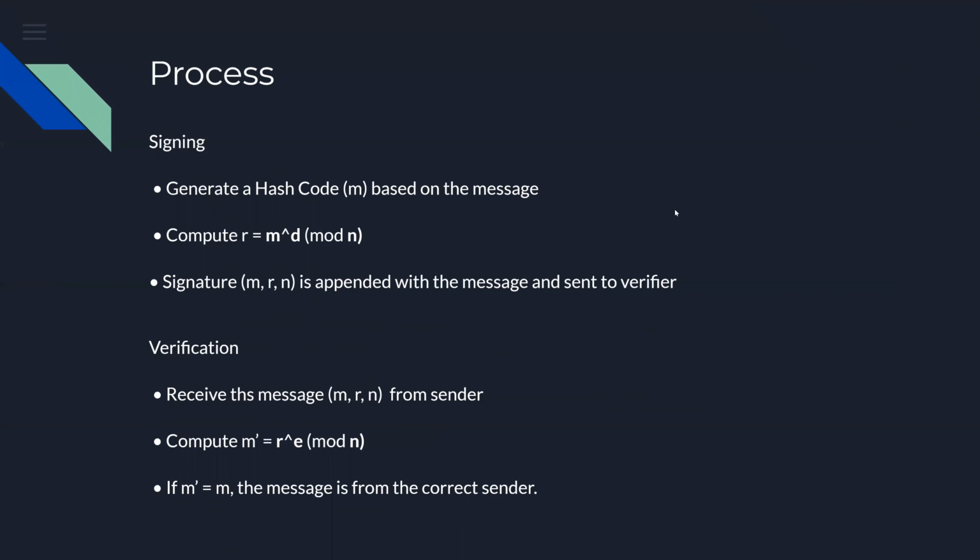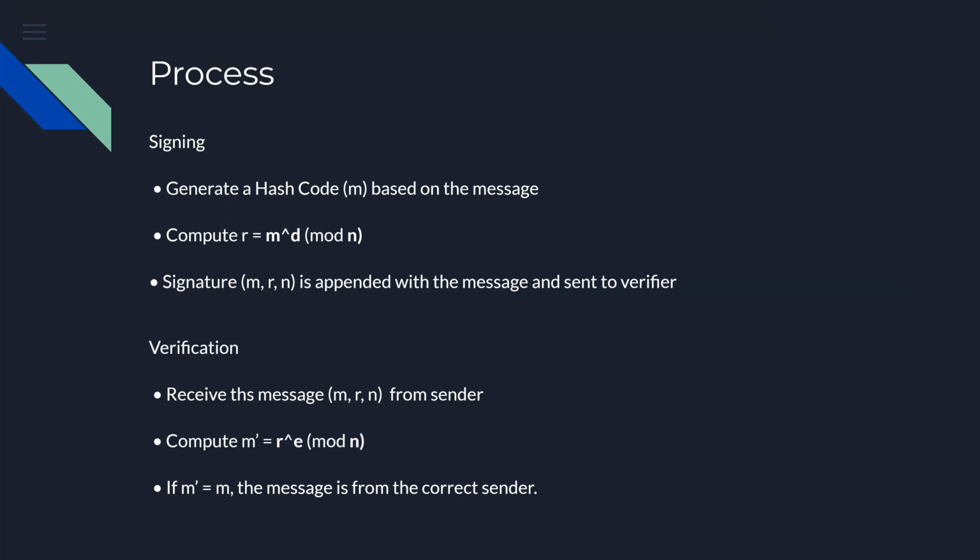For the signing part, the sender first generates a hash code based on the message and then raises it to the power of D modulo N, which is the same as encrypting the data with the sender's private key. After that, the sender sends the result of the calculation with M and N as a digital signature to the receiver. Then we move to the verification part.